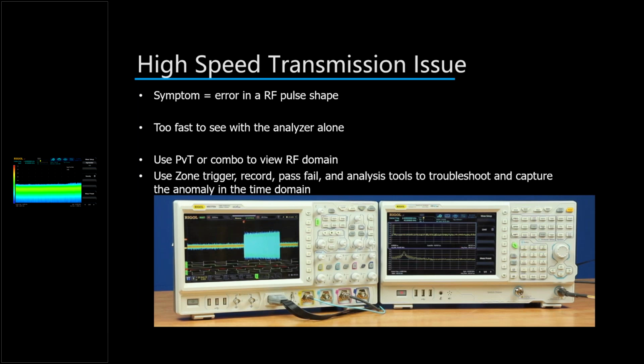All right, so our first example is this high-speed transmission error. Here our symptom is an error in an RF pulse shape, but it's too fast to see with the analyzer alone. So at this point, try to open up your webcam there. Make sure you can see the spectrum analyzer, and we'll get a feel for what this signal looks like.